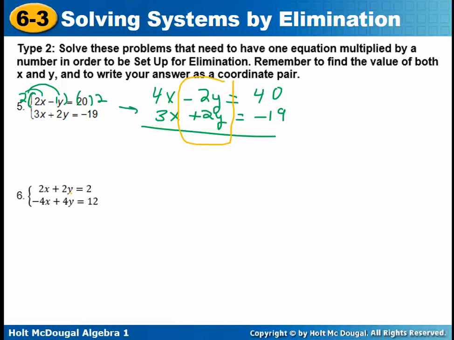The second one, you could either multiply the top equation by 2 in order for the x's to cancel, because then you'd have 4x and a negative 4x, or you can multiply the top one by negative 2, because then you'd have a negative 4y and a plus 4y. So you decide which one you would rather do. Don't forget that you need to multiply both sides of the equation by the same number.